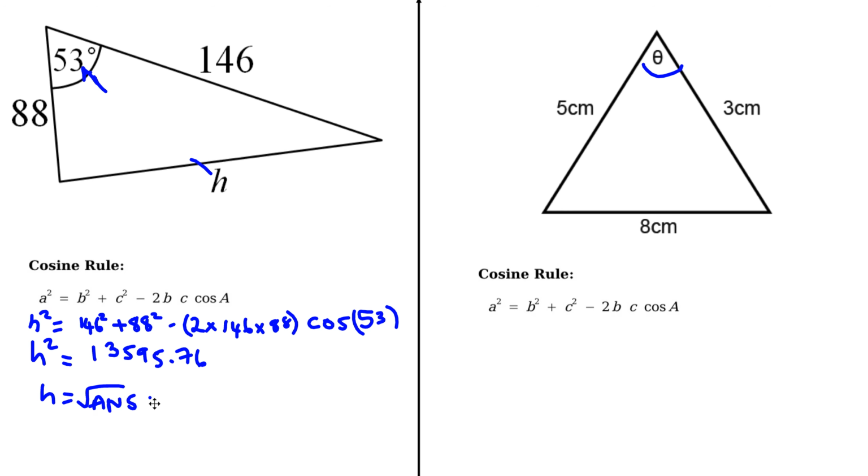Just make sure when you are in the exam that you are writing these steps, because some students just write it straight into the calculator and you will lose marks. Final answer is 116, and that looks about right. So that would be an appropriate length for a triangle with these kind of units.